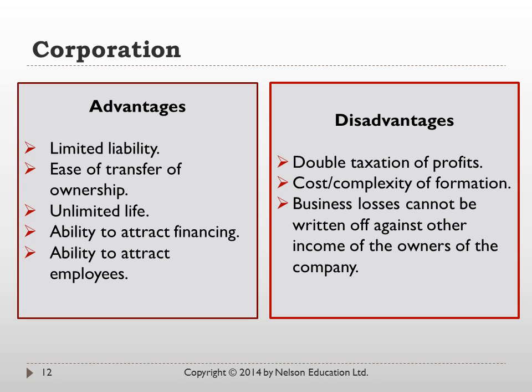A corporation is different from a partnership because it has unlimited life. So if one of the shareholders of the corporation dies, the corporation continues to exist. There's no effect on the life of a corporation with the death or transfer of ownership between shareholders.